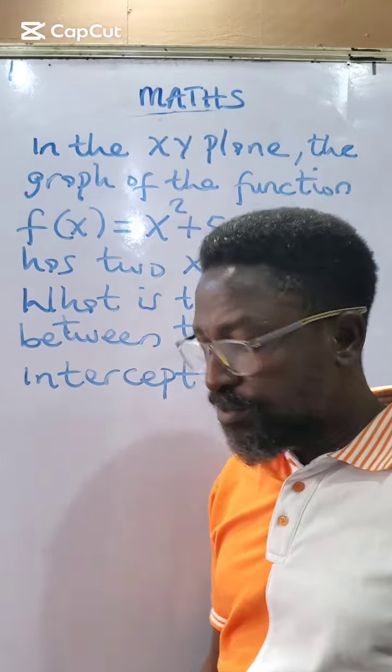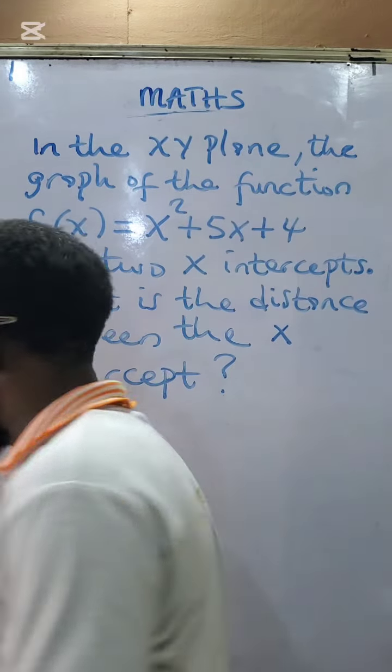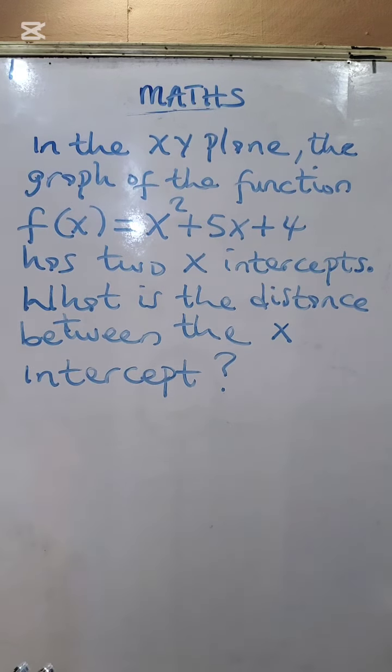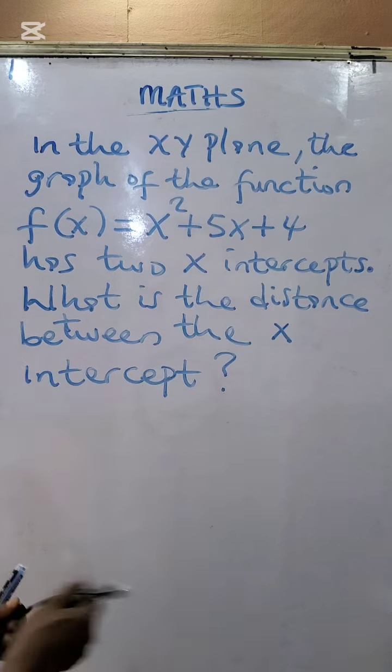Take a look at this question. It says in the xy plane, the graph of the function f of x equals x squared plus 5x plus 4 has two x-intercepts. What is the distance between the x-intercepts?